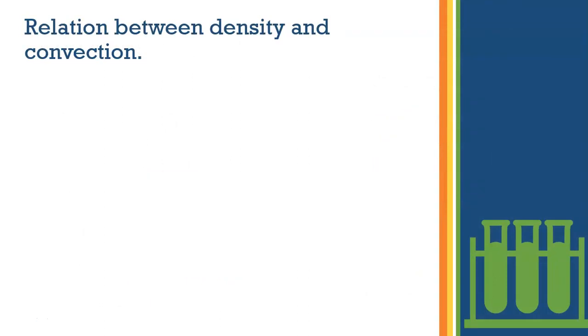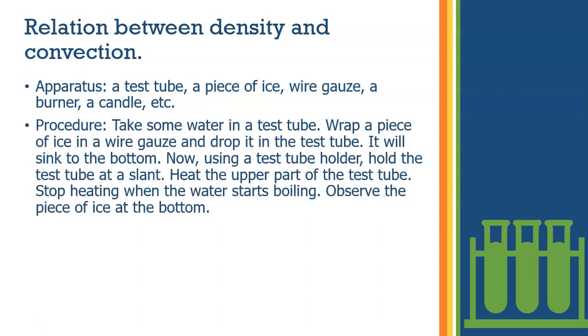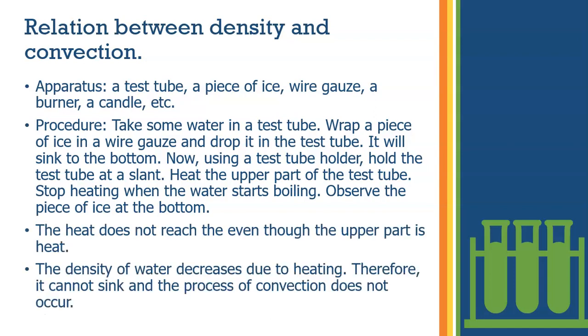Relation between density and convection. Now over here, the apparatus is a test tube, a piece of ice, wire gauze, burner, candle, etc. Now take some water in a test tube, wrap a piece of ice in a wire gauze and drop it in the test tube. It will sink to the bottom. Now using a test tube holder, hold the test tube at a slant, heat the upper part of the test tube. Stop heating when the water starts boiling. Observe the piece of ice at the bottom.